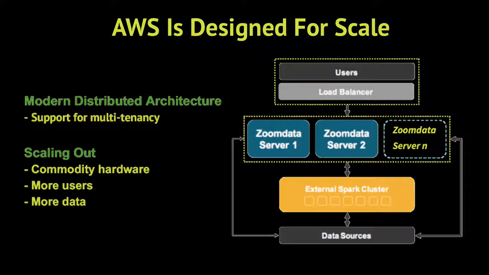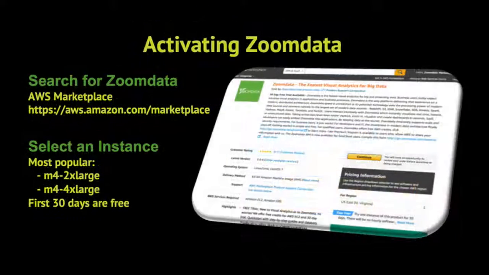As you're getting started and thinking about your setup, I'll point out that our AWS one-click deployment is designed for scale. It's been built around a modern distributed architecture that supports multi-tenancy, and with one click, it's easy to add in additional Zoom Data servers and a load balancer to scale the high-performance experience for your users. But let's not get ahead of ourselves. First, we need to launch Zoom Data on AWS.